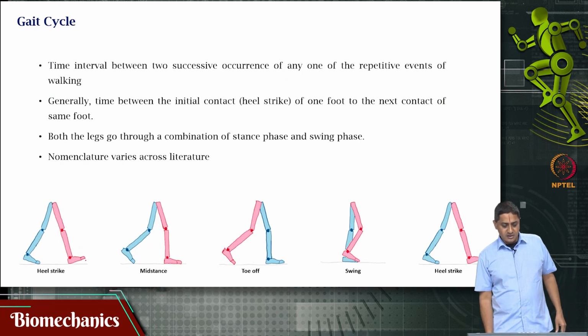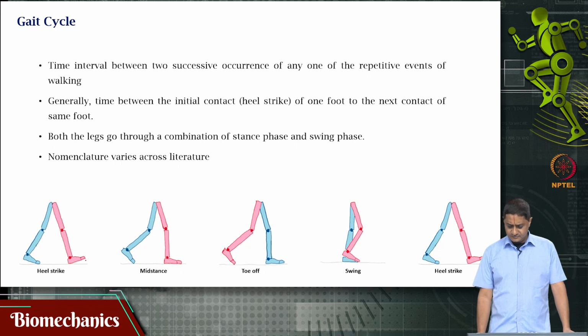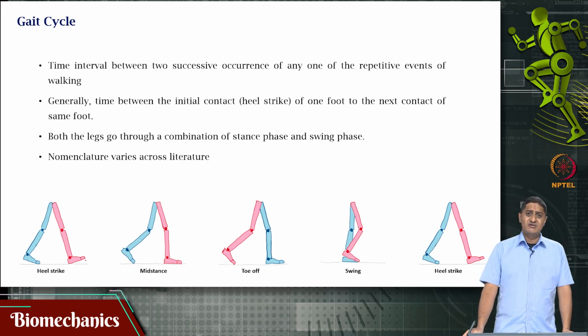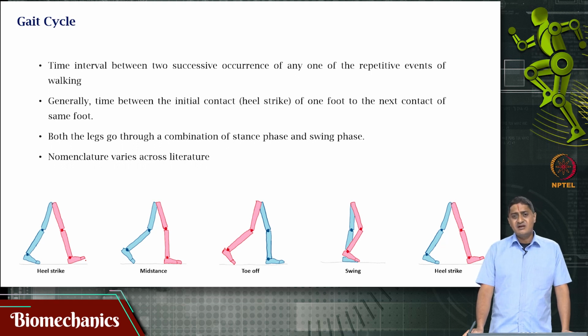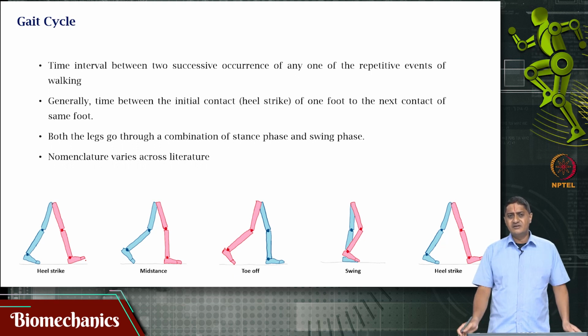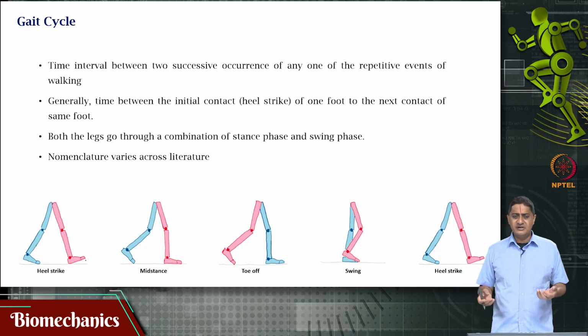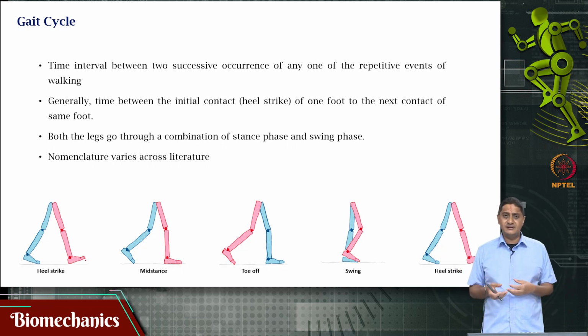Okay. So, what are the various phases of walking? This is called the gait cycle. So, if you take two successive occurrences of any of the repetitive events of walking, that time interval and the set of all events that happen within the time interval is called the gait cycle.